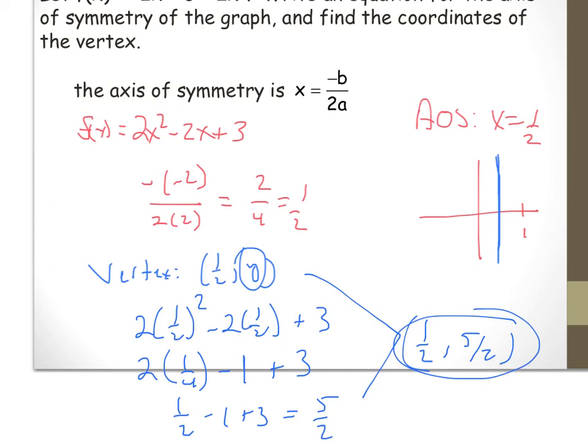If I plot the point 1/2, 5/2, so here's 1, 2, 3, and our vertex is going to be right here. And this line that I'm drawing right now is our axis of symmetry. So our vertex is 1/2, 5/2, and our axis of symmetry is 1/2.